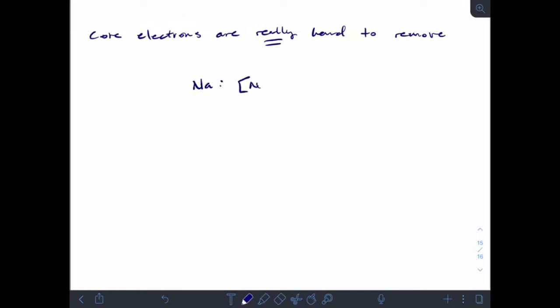Its electron configuration, if you don't have it memorized by now, is neon 3s1. Okay, to take away that one electron in the 3s orbital, i.e. IE1, so the first electron ionization energy, is roughly 496 kilojoules per mole. Right, so that's to remove one electron. If we were dealing with something like aluminum that loses 3, we would have IE1, IE2, IE3. So to remove one electron from sodium, 496 kilojoules.